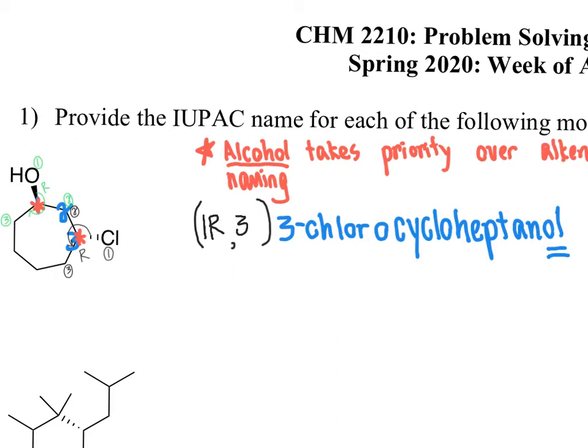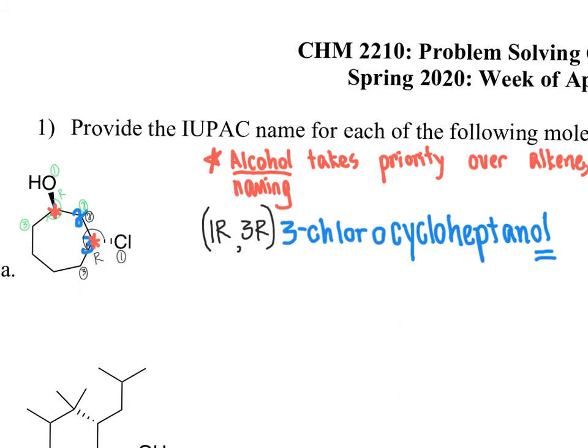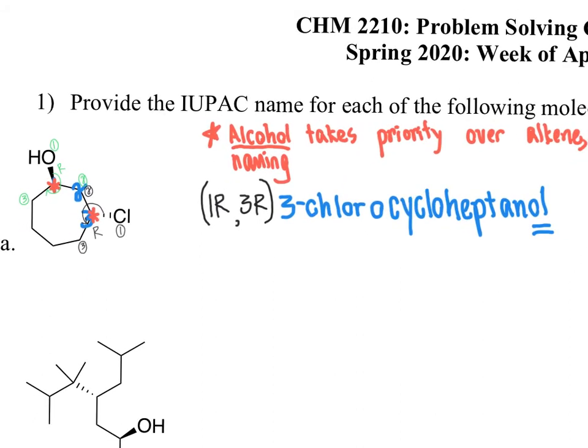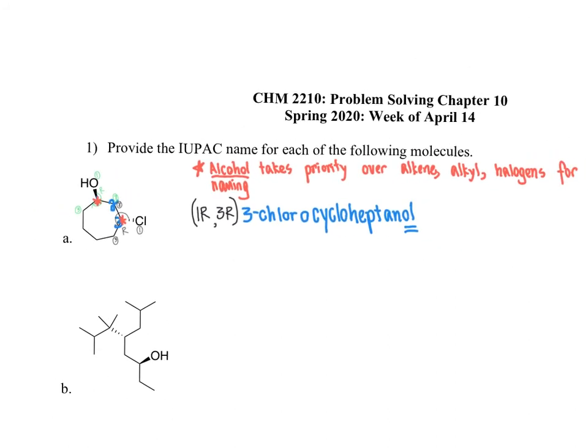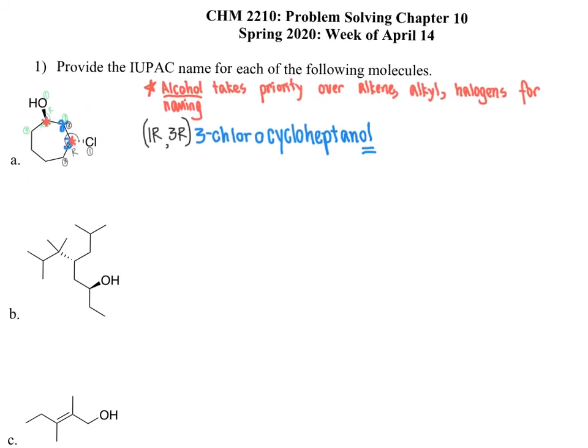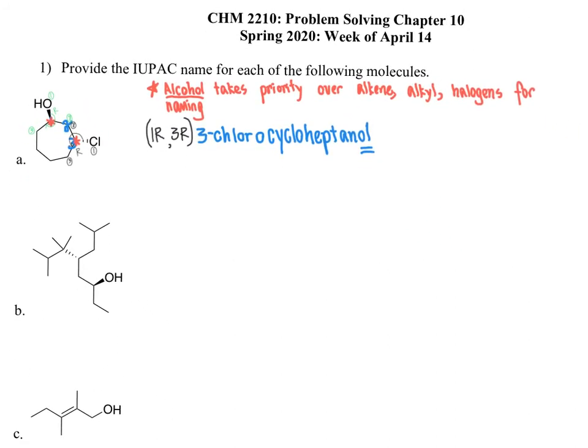At position 3, we have an R configuration as well. So 1R, 3R, 3-chlorocycloheptanol is going to be the complete IUPAC name for this molecule that you see at your left. So let's go ahead and do the same sort of system for determining the IUPAC name in part B here. So for part B, we need to establish the longest carbon chain in this molecule.